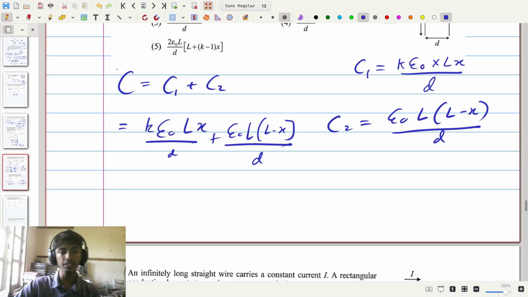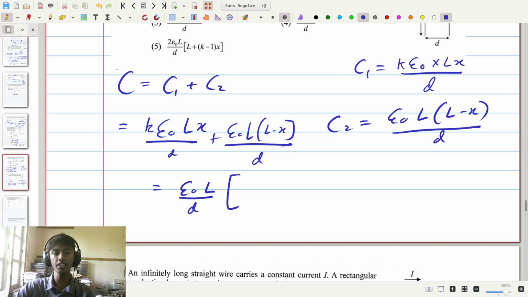Now simplifying, we can see if we take epsilon 0, L and D as constants out of this, we get epsilon 0 times L divided by D times all the stuff on the inside, which is here K times x and over here L minus x. So K times x plus L minus x. So we get this thing right here.